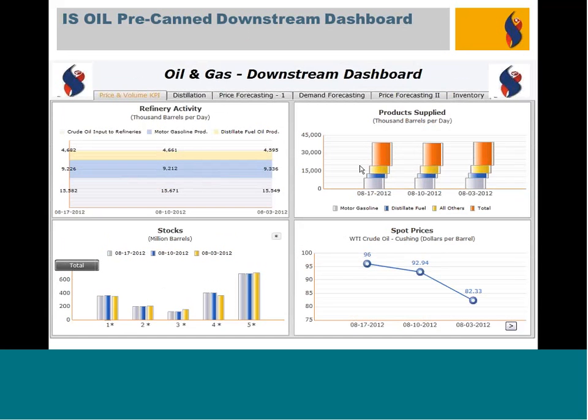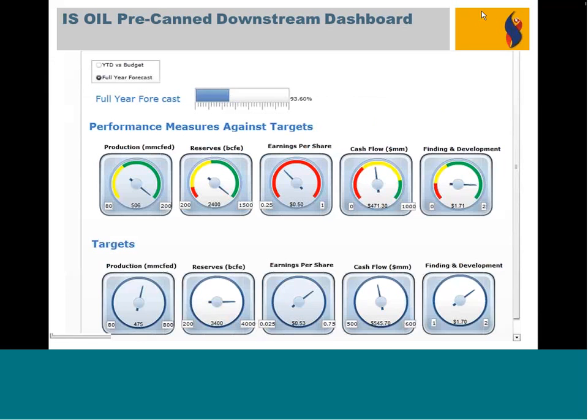What you're looking at now is an oil and gas downstream dashboard. This downstream dashboard enables you to gain more insight into your demand forecasting, price forecasting, volume and price, and associated KPIs that you have identified. This is for a customer that we have done, and these are KPIs that were identified by this particular customer that we put together for them.